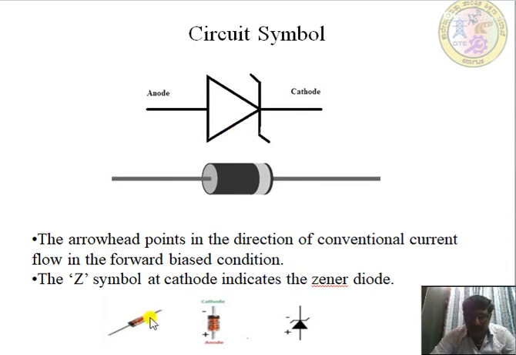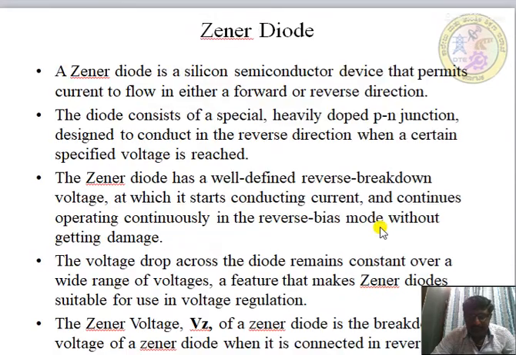So this is how it looks, anode to cathode. This is the cathode part, that is, the Z-type symbol is known as your cathode, and the normal side is known as your anode.